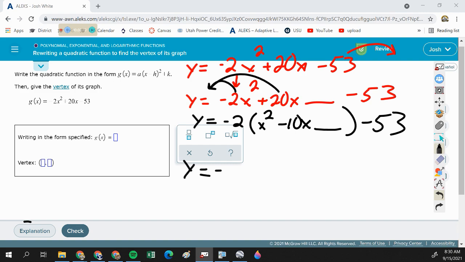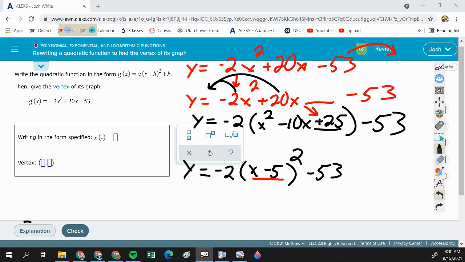So now I complete the square. What would go inside the factor? x minus 5. So if this is x minus 5, what goes here? 25. And if I just add 25 right there, what do I need to do to offset that?